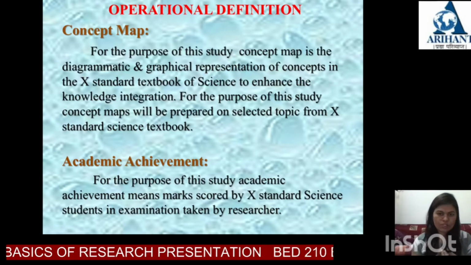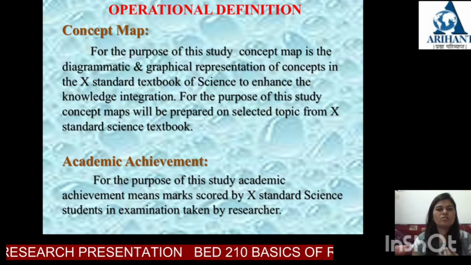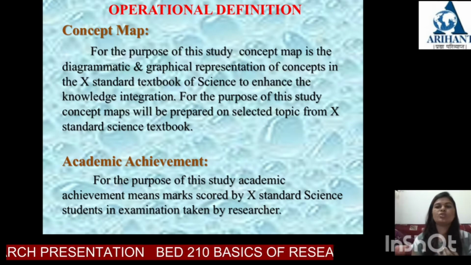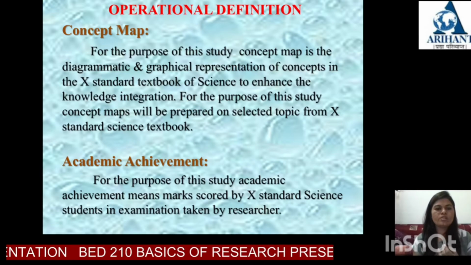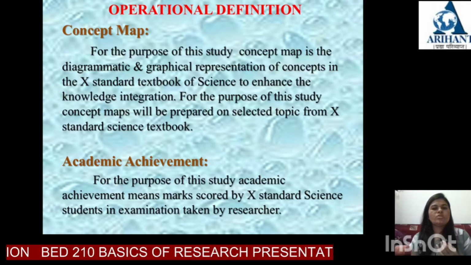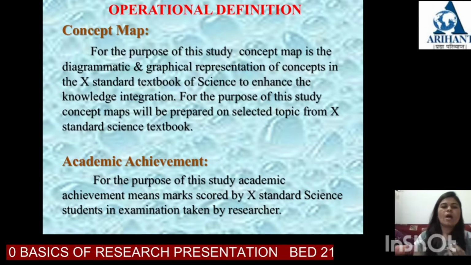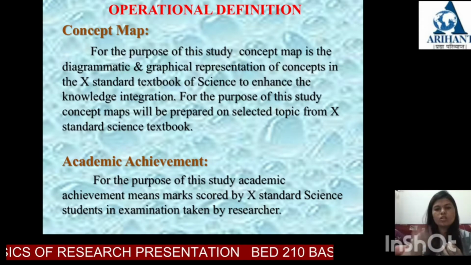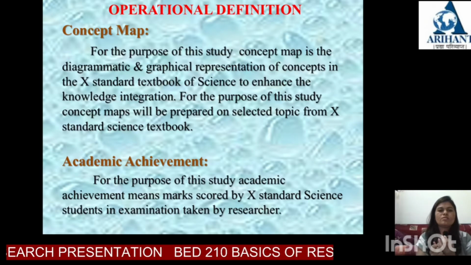Then, what is the operational definition? What is a concept map? For the purpose of this study, a concept map is the diagrammatic and graphical representation of concepts in the 10th standard textbook of science to enhance knowledge integration. For the purpose of this study, concept maps will be prepared on a selected topic, that is, I have prepared the concept map on the topic animal classification from the 10th standard science textbook.